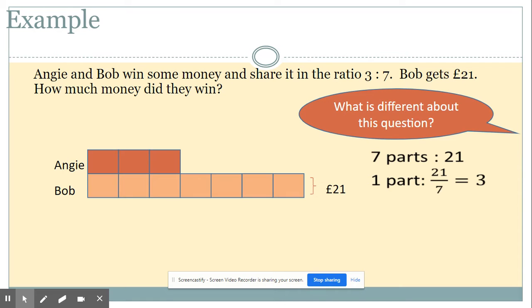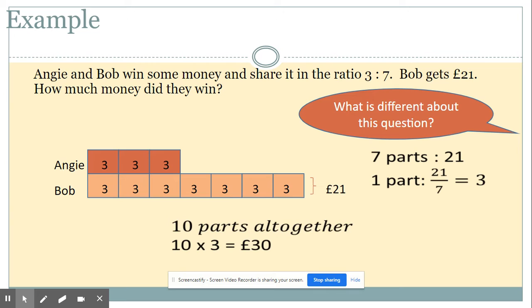1 part is 3. So each box is now 3, 3, 3, 3, 3. There are 10 parts altogether. 10 times 3 is equal to 30.